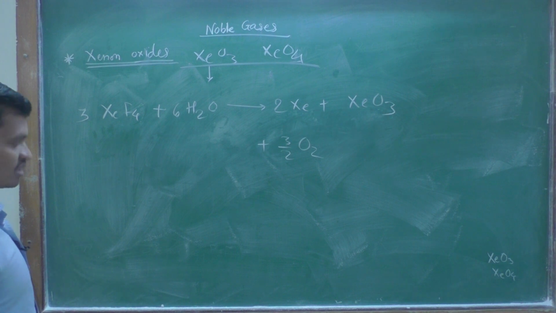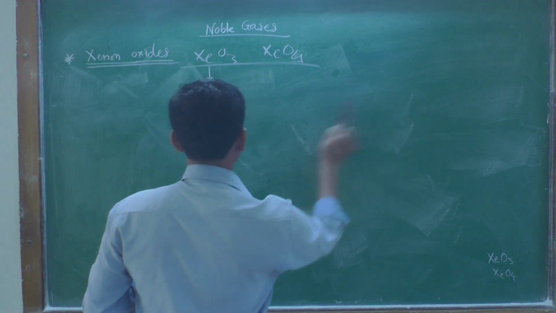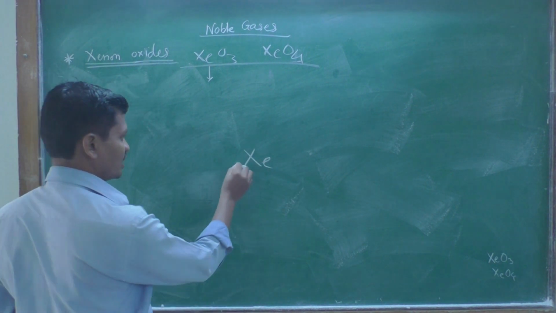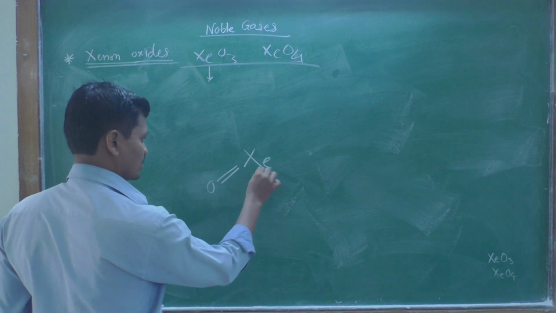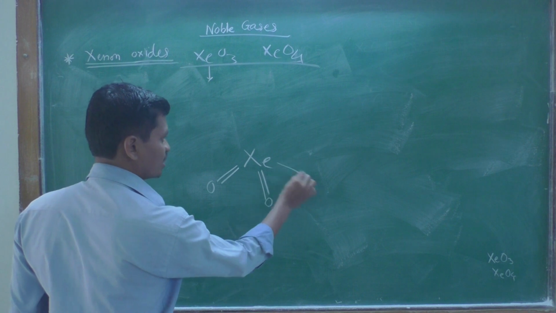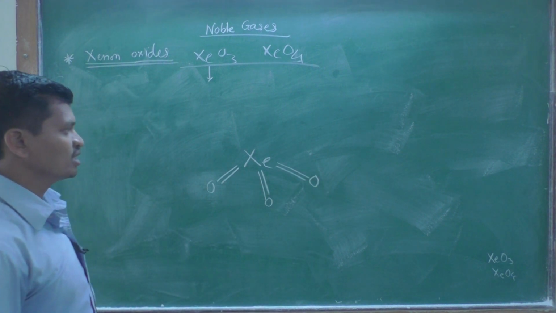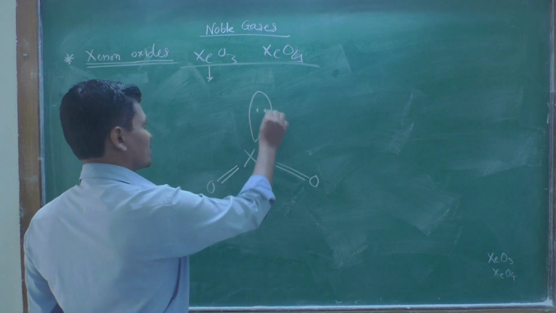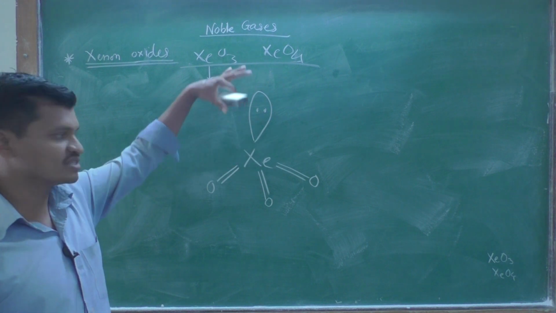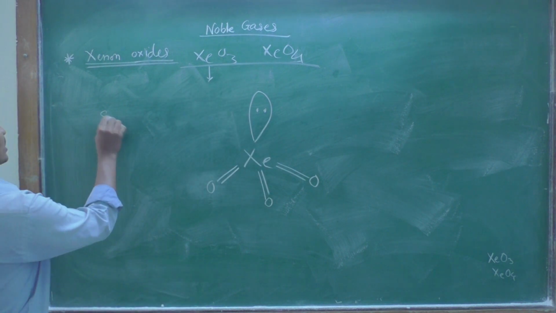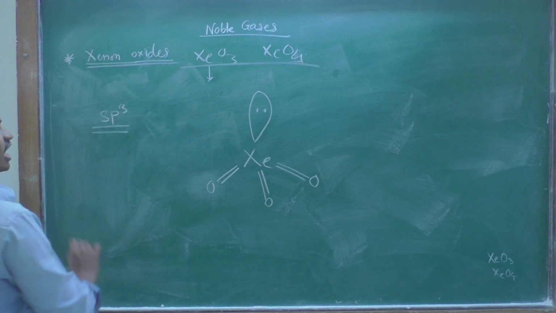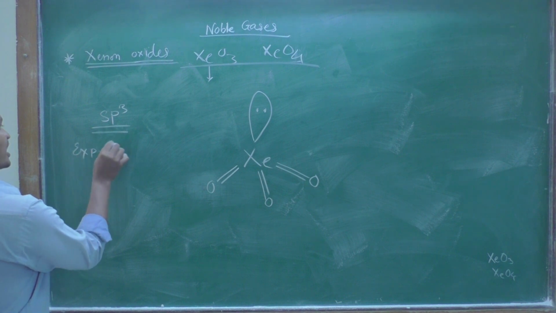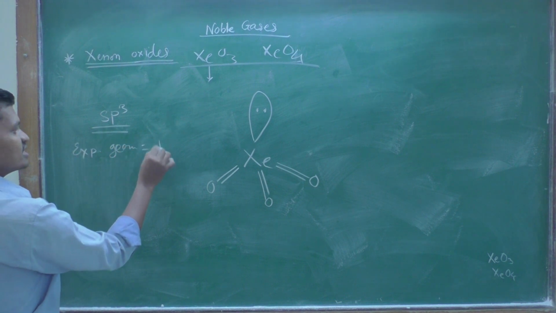Now the structure. The structure of xenon trioxide is very easy. The central atom is xenon. It is forming 3 bonds with 3 oxygen atoms, having 1 lone pair of electrons, and that lone pair is taking the position of the apex, okay. So the hybridization is sp3. Hybridization is sp3 for the central xenon atom, and hence the expected geometry or electronic geometry is tetrahedral.